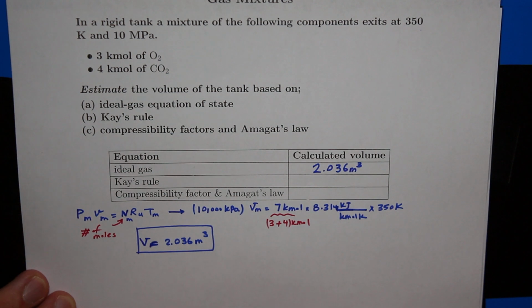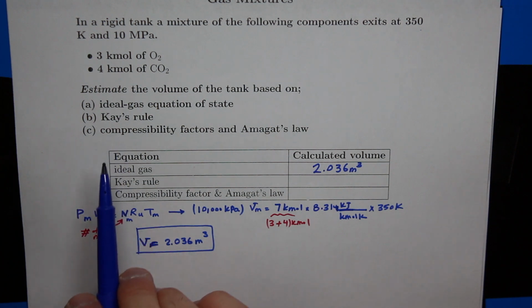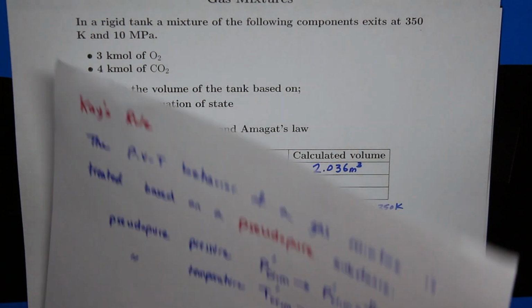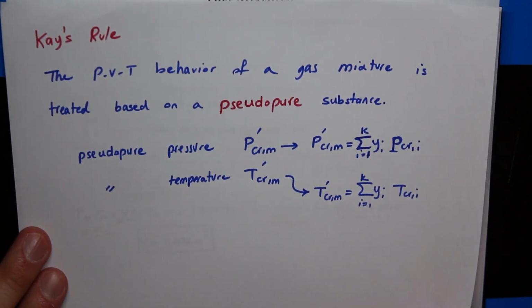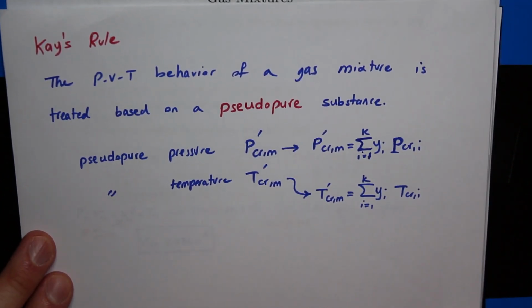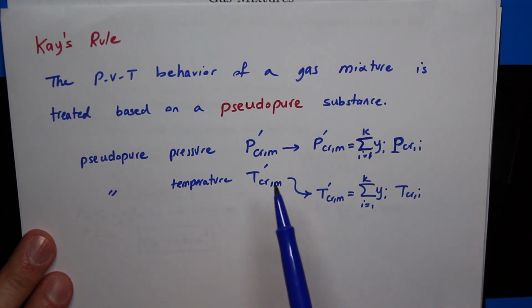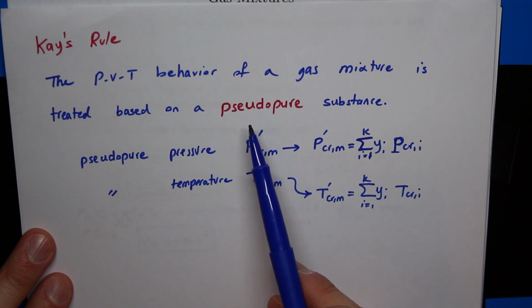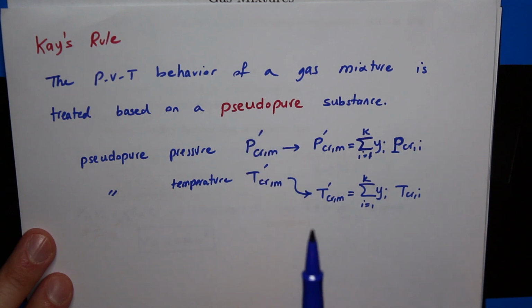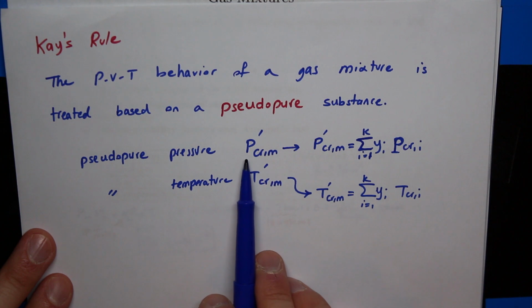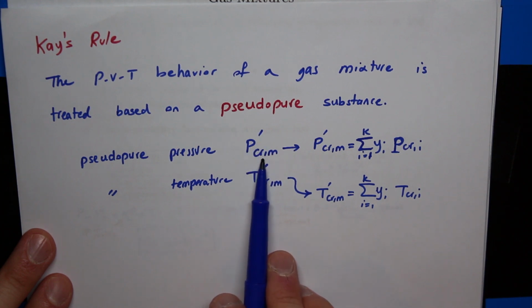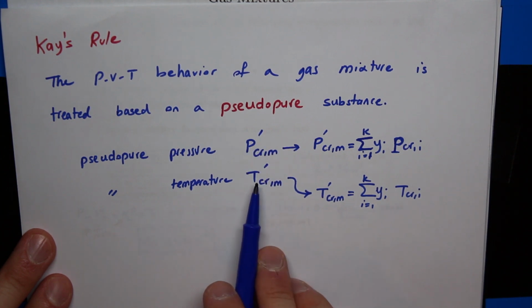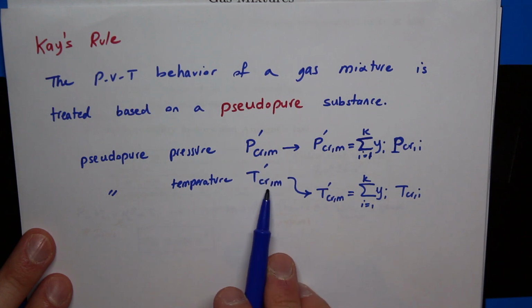Now in part B, the question is asking to do that based on Kay's rule. We learned about Kay's rule in a previous video. What we are doing in Kay's rule is looking at the mixture as a pseudo-pure substance. We are assuming that instead of different components or different gases, we just have one gas that has the critical pressure P prime critical and the critical temperature T prime critical.